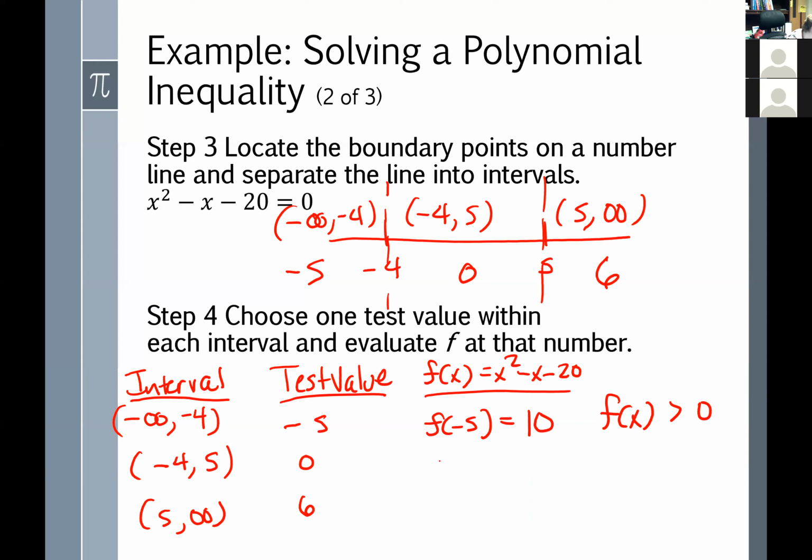Okay, how about at 0? So for every point in that interval, it's negative. Okay, how about at 6? 36 minus 6 is 30. 30 minus 20 is 10. That's positive.